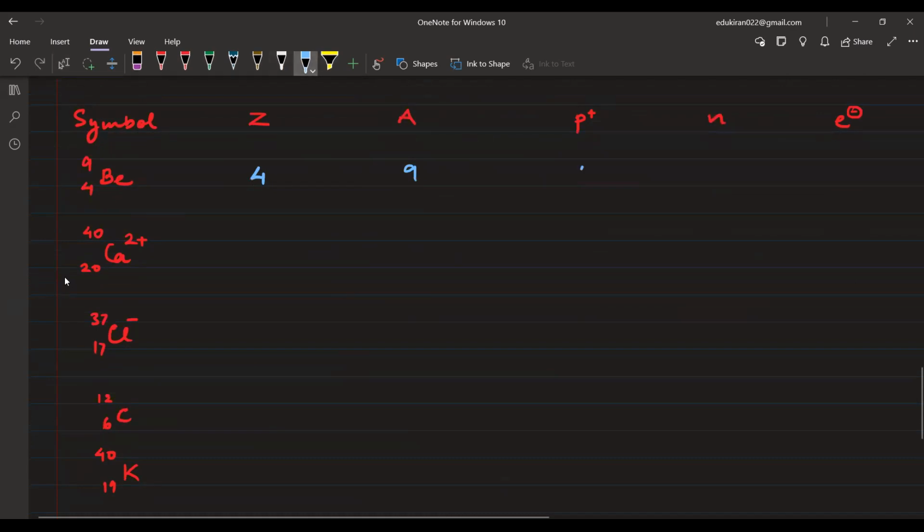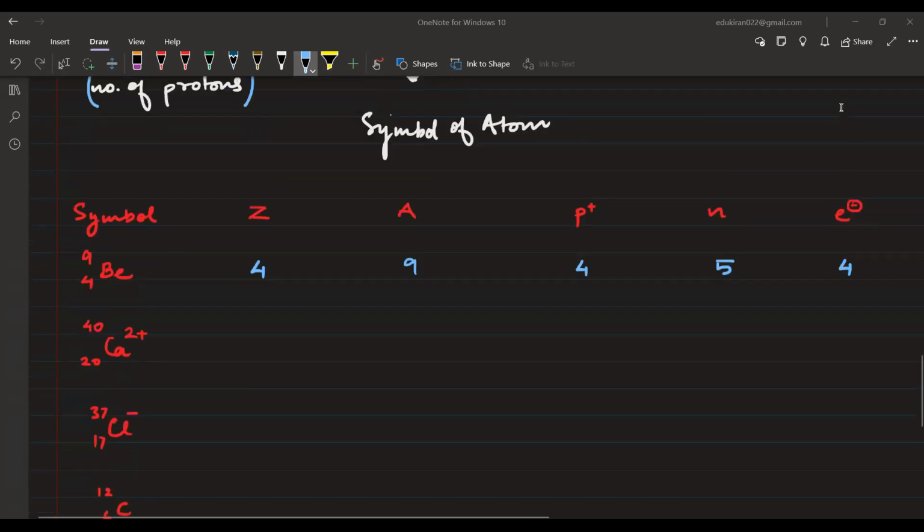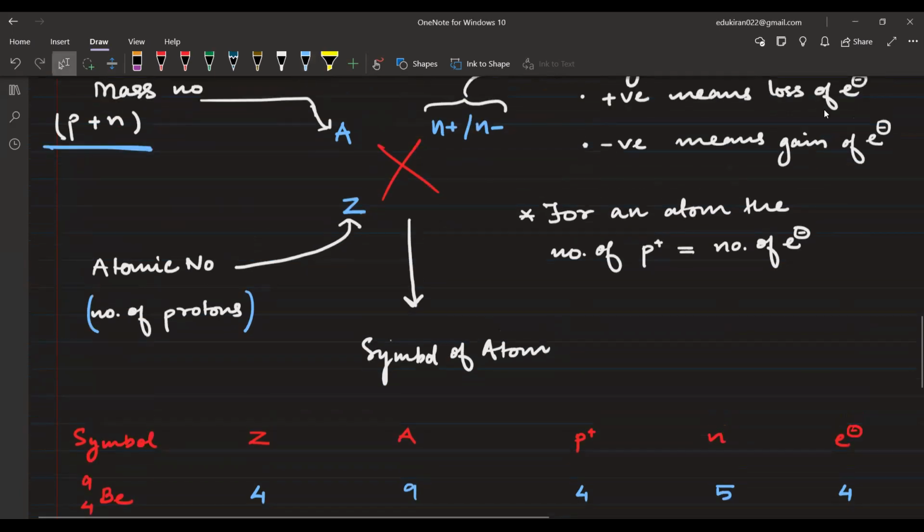4. Then neutrons will be 5. Electrons will be 4. Okay, what about this one? All of you, please keep your mic on. Aisha, Iram. Sir, how neutrons is 5? Do you see this? Protons plus neutrons is equal to mass number. Did you understand, Iram? Yes, understood. Okay.